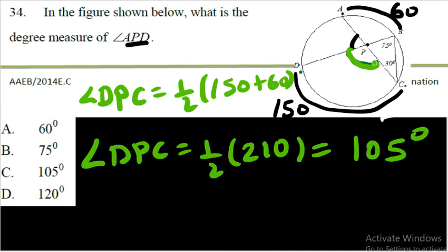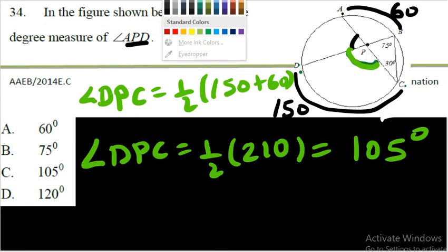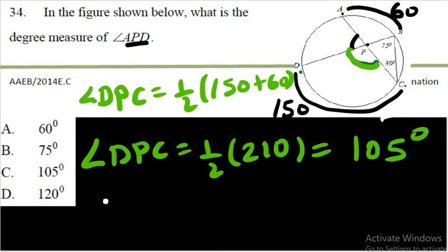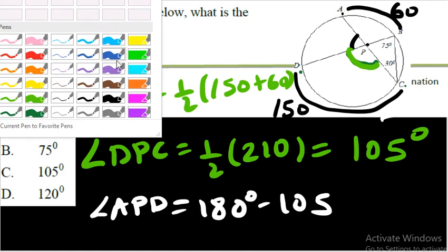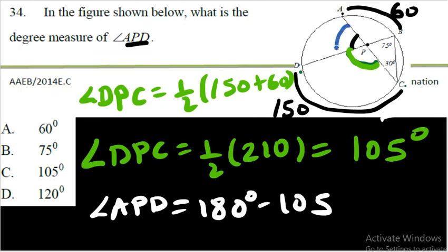This means the green one. But what's asked? APD. APD means the one which is marked by the black one. So how to do? Angle APD is equal to 180 degrees minus 105, because they are supplementary, as you see here. The two angles are supplementary. We can mark them by another color. Look, this one. These together, they are a straight angle. So they are supplementary. So when you subtract, you'll get how many degrees? 75 degrees. So the answer will be B.